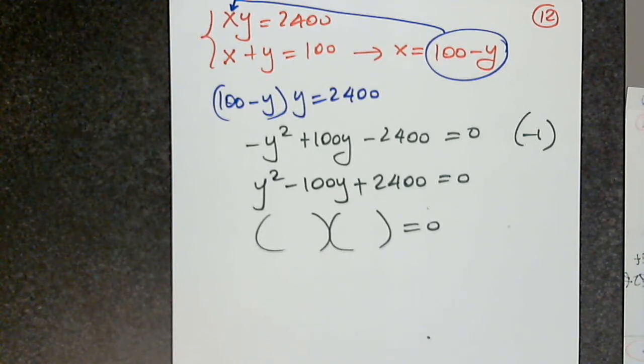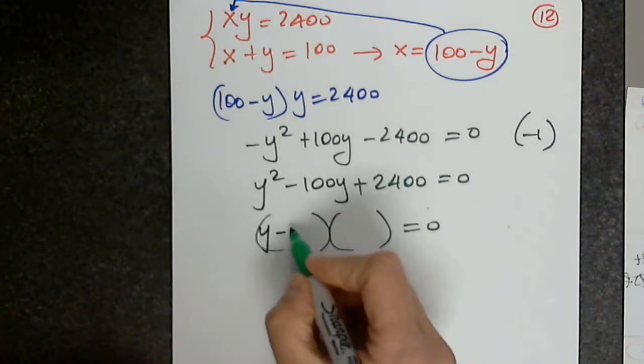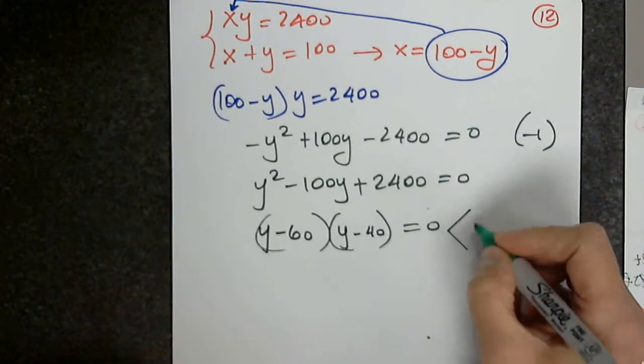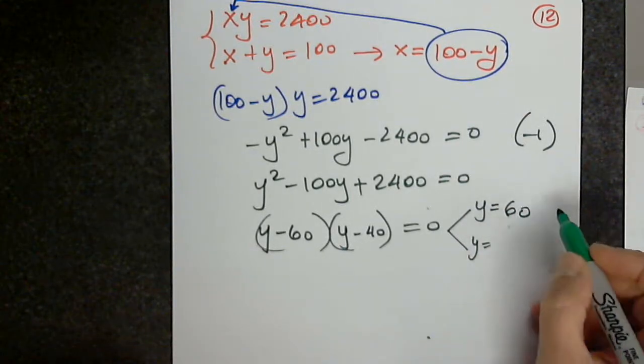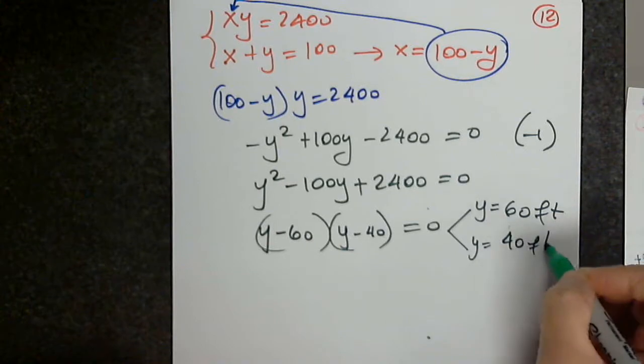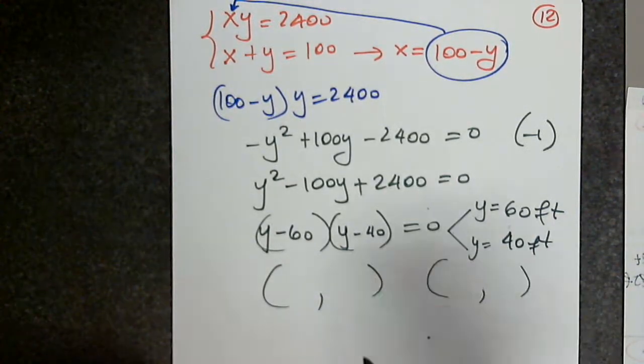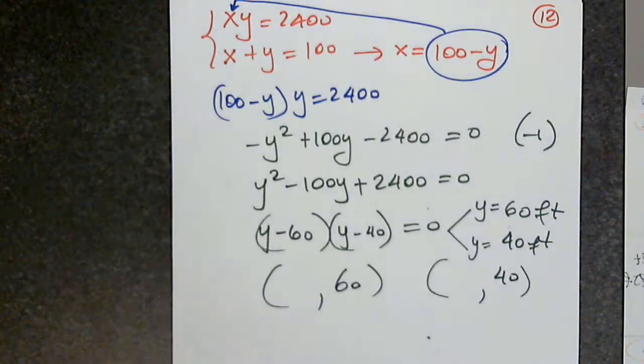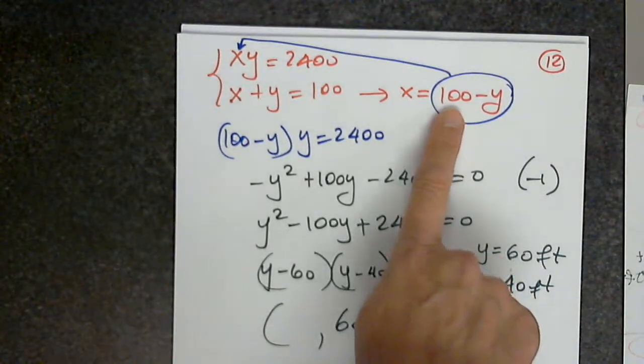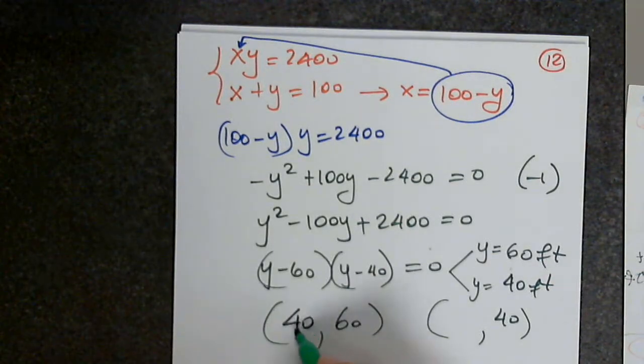So how do I factor that? 6 times 2. Yes? -16 and -4. Very good. So there are two options then, y equals 60 feet or 40 feet. So that's not good enough. I have to determine x. So please tell me how much is x, and here it is. 100 minus 60 will be 40, and 100 minus 40 will be 60.